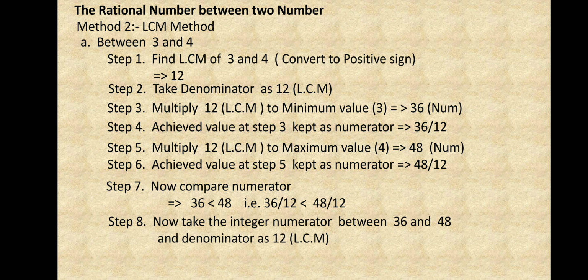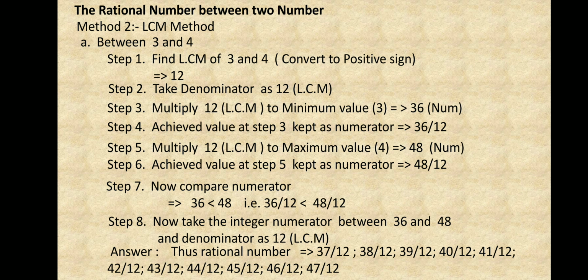So now at step 8, you have to take the integer numerators between 36 and 48 and the denominator as 12. Am I right? So what are the numbers which come between 36 and 48? It is 37 by 12, 38 by 12, 39 by 12, 40 by 12, 41 by 12, and it continues till 47 by 12. Hope you all understood this.